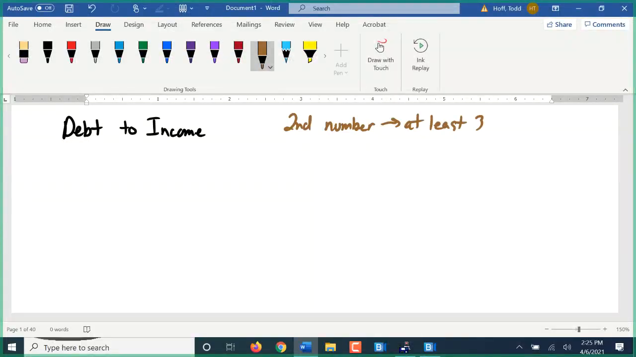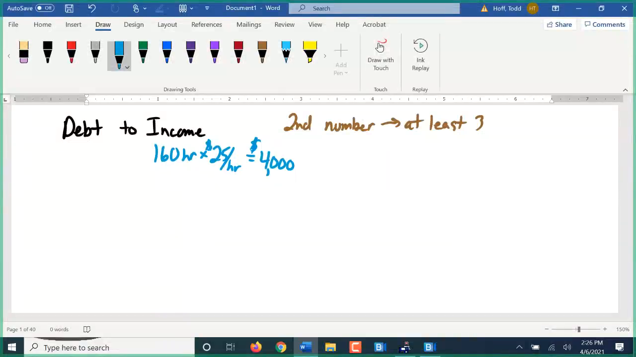Let me show you what I mean by a debt to income ratio. So let's say you're working standard 40-hour weeks. We're going to go as 160 hours a month at $25 per hour. So that is bringing in a very, very respectable $4,000 per month.